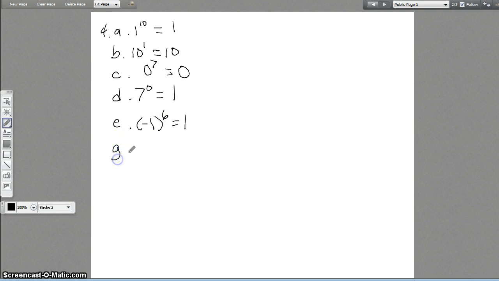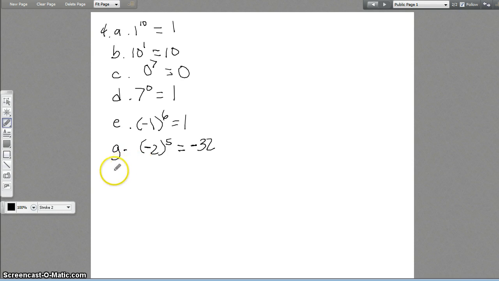Okay, we're going to skip down to part G. We have negative 2 to the 5th power. Okay, this is to the 5th power. That's an odd power, so our negative stays. And then we need to get 2 to the 5th power, so we just count by 2's. 2, 4, 8, 16, 32. So it is negative 32.